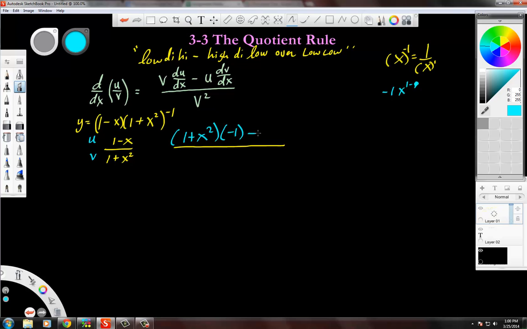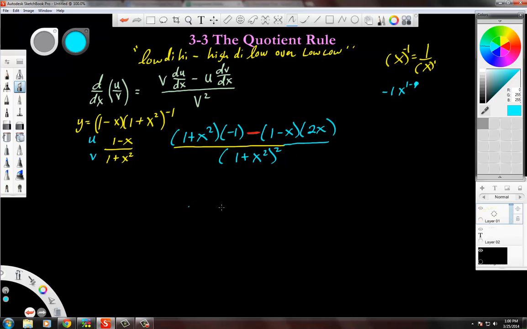And then minus, let's make that minus sign red so we don't forget that, minus u, which is 1 minus x, times the derivative of v, which is going to be, the derivative of 1 is 0, and this would be 2x to the first, or just 2x. And on the bottom we have v squared, so we'll just put that 1 plus x squared squared.